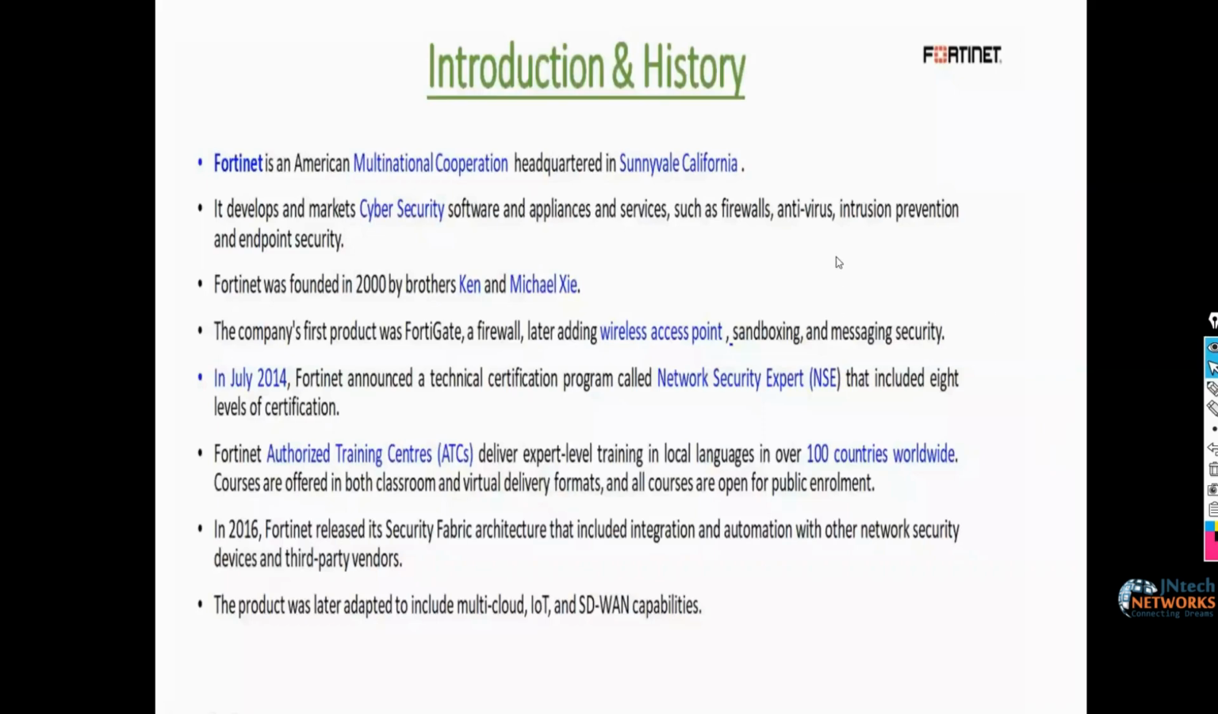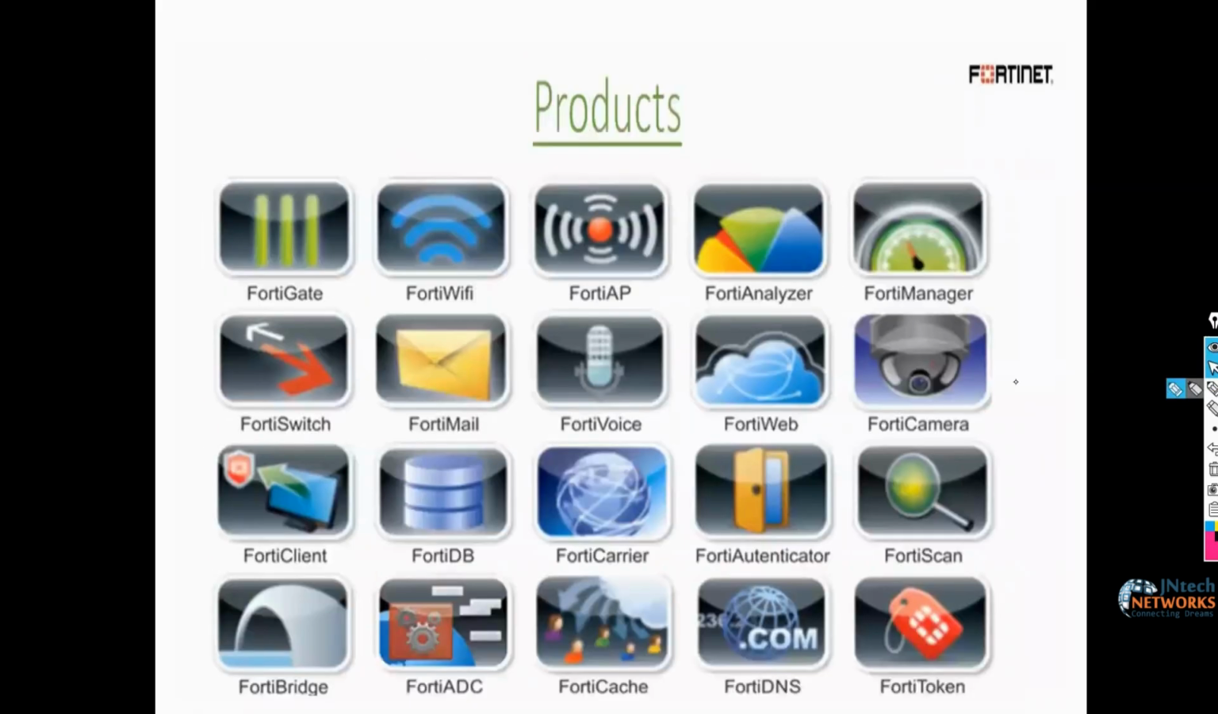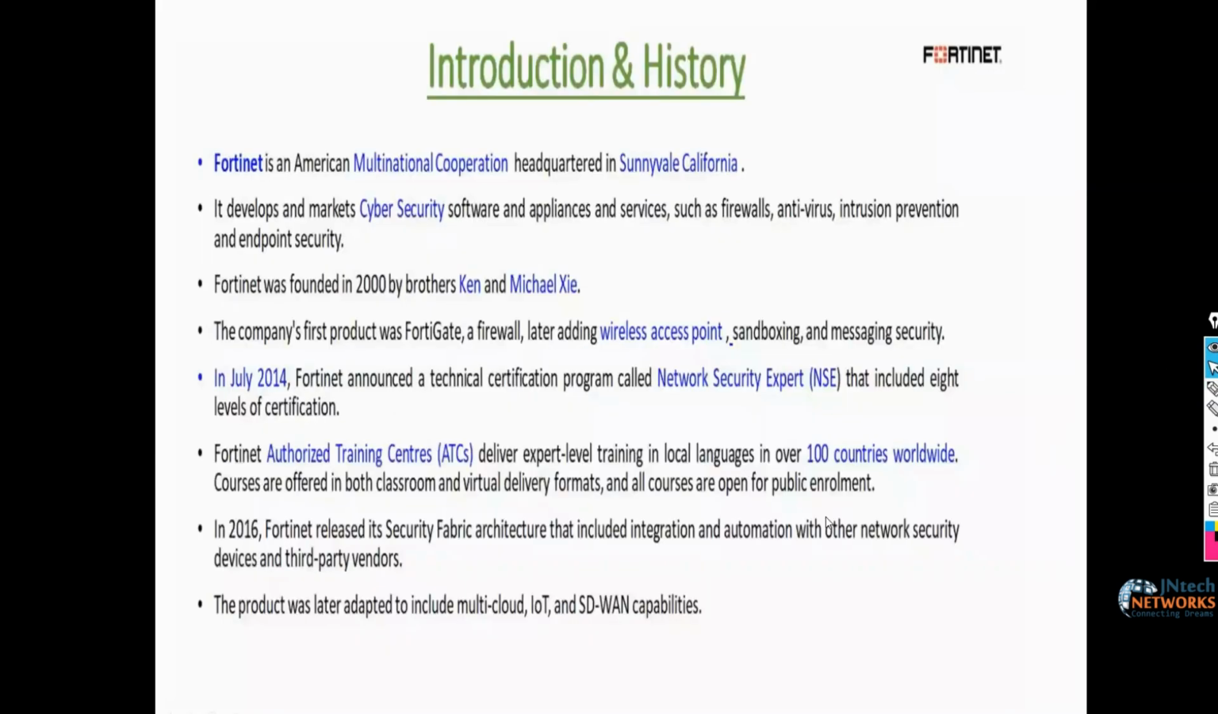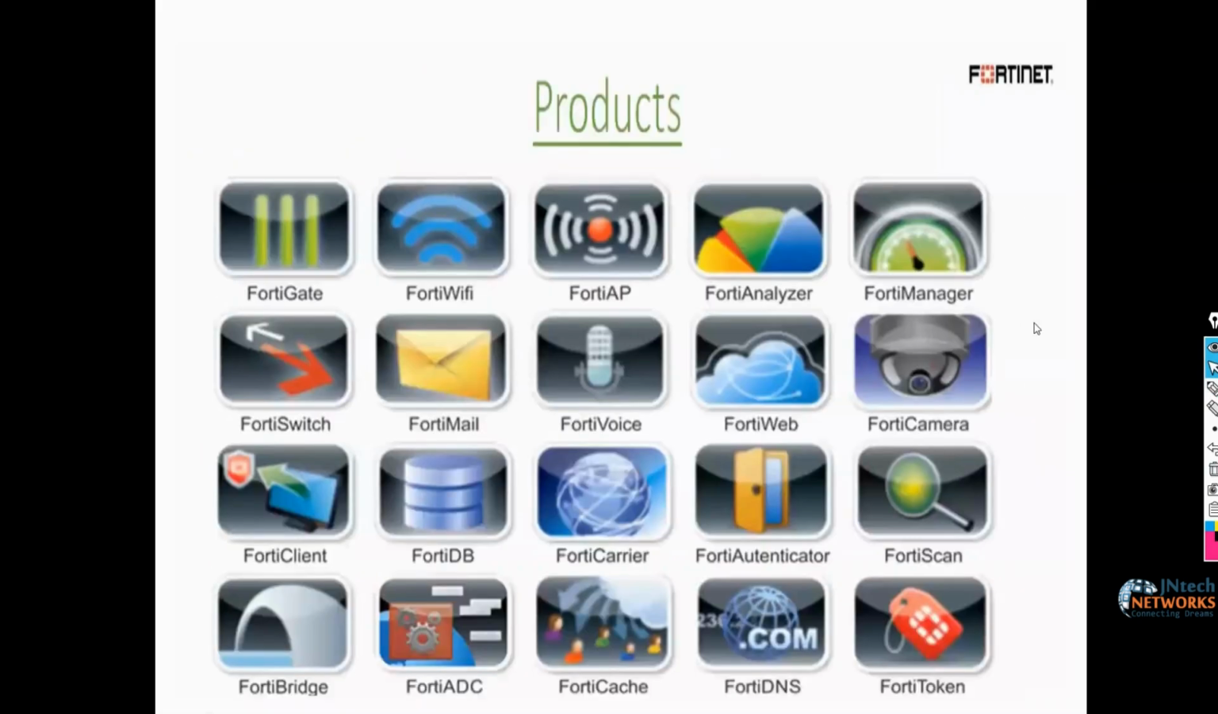Now let's talk about some history about Fortinet. So Fortinet was founded in 2000 by two brothers, Ken and Michael. The company's first product was the FortiGate firewall box, but now they are dealing with multiple products. Now let me show you. If you talk about Fortinet products, these are the Fortinet devices, not Fortinet firewall. Fortinet devices: FortiGate firewall, FortiAnalyzer, FortiManager, FortiCamera, FortiSwitch.